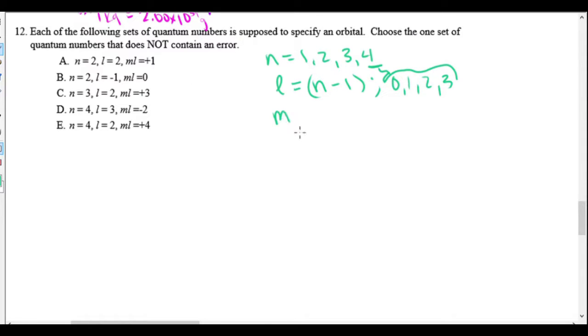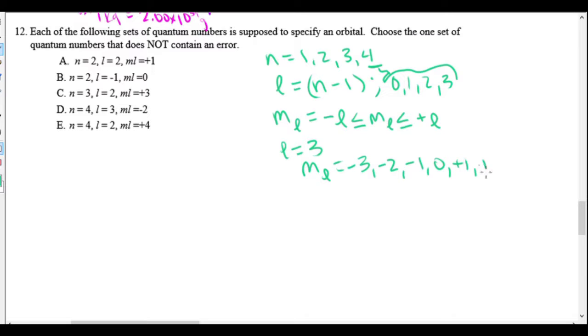And then your m sub L can be equal to, here's your options. It can be greater than or equal to negative L, and then less than or equal to positive L. So as an example, if L equals 3, then our m sub L can equal negative 3, negative 2, negative 1, 0, positive 1, positive 2, positive 3. M sub L cannot equal negative 4, positive 4, positive 5, and so on, the same thing in the other direction. Cannot do that.